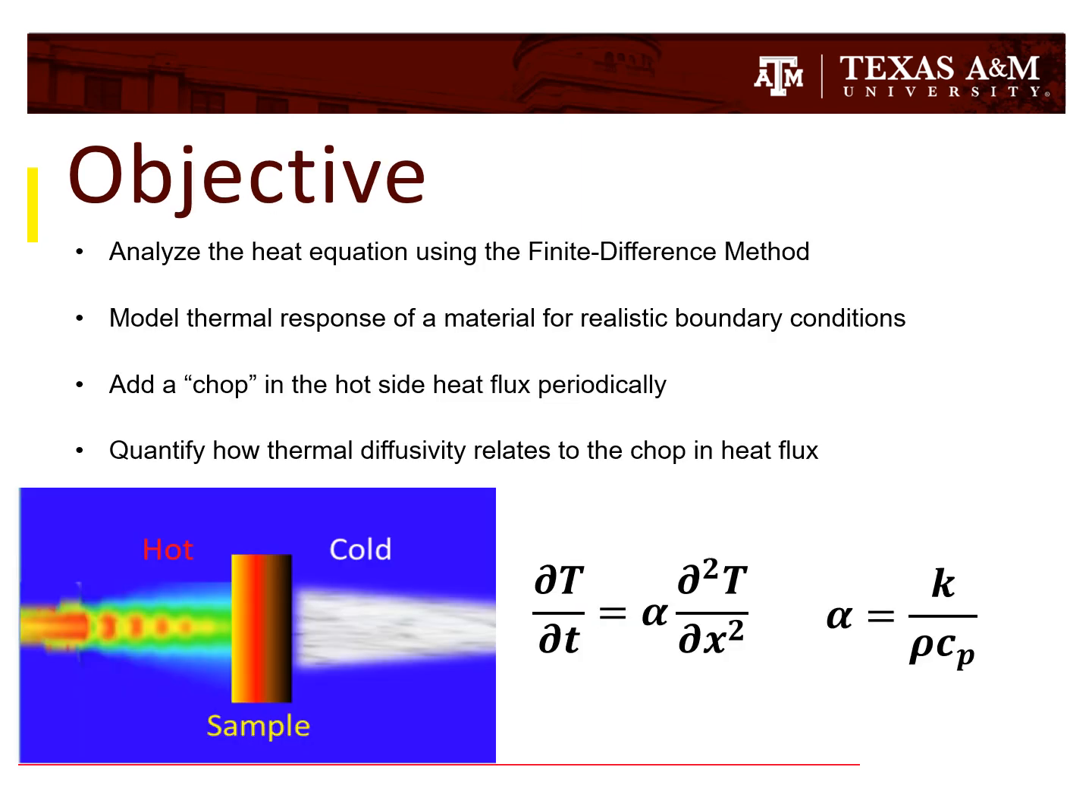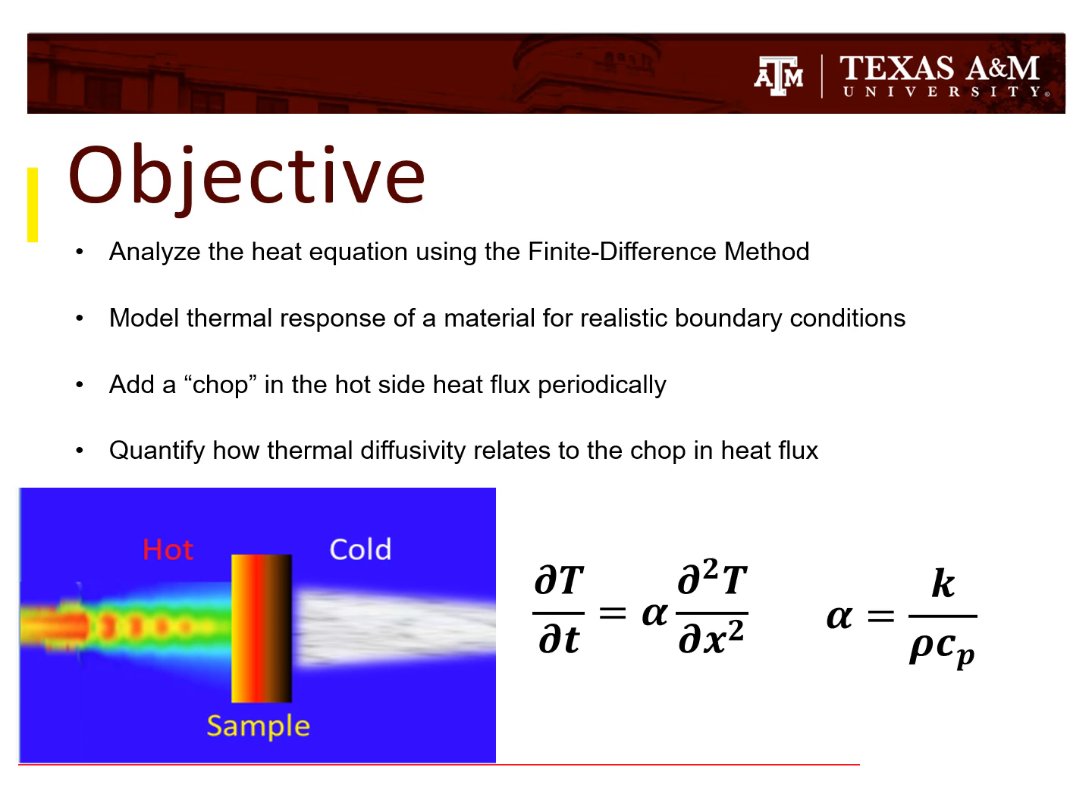Thermal diffusivity is a measure of how quickly heat propagates through a material. The goal of this project is to be able to extract a value for thermal diffusivity for an unknown material being tested in our lab. The first step to doing so is to analyze the heat equation for realistic boundary conditions. We will use the finite difference method to do this, which will then be modeled in MATLAB to show the thermal response of the material for the given boundary conditions.